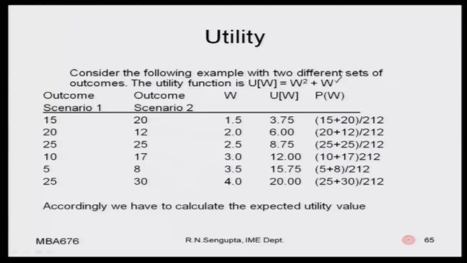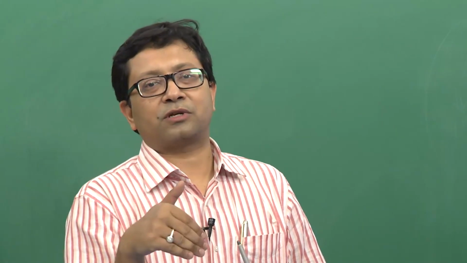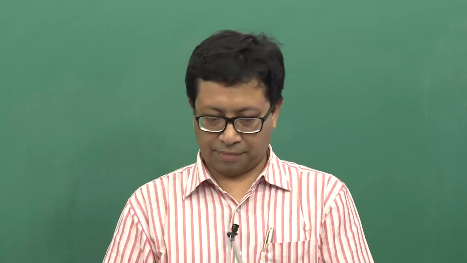So, consider that you have a quadratic utility function, and then you have the outcomes in scenario 1 and outcomes in scenario 2. What you do is find out the probabilities, and accordingly you can either rank them according to the expected value, or according to the minimum variance, or according to the case where expected value to variance is the highest, or variance to expected value is the lowest.